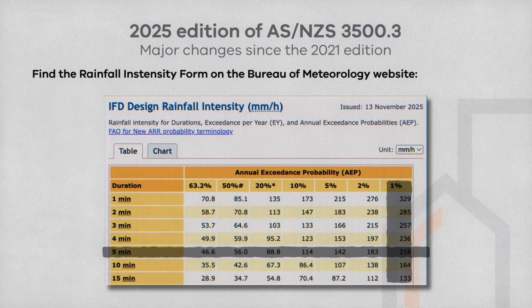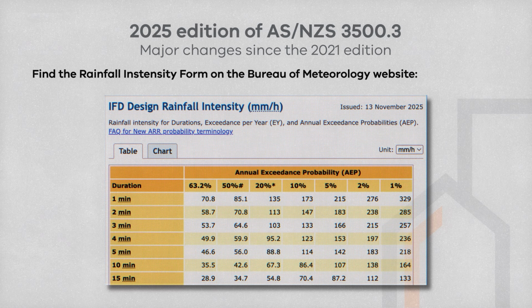Where the two intersect, that's the rainfall intensity value. In this example, the rainfall intensity is 218 mm per hour, and that is the correct figure to use in your overflow calculation. Now let's do a quick calculation example, now using standard tables for the RFIs instead of the Bureau of Meteorology website.